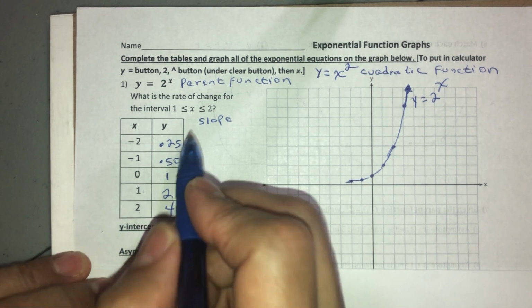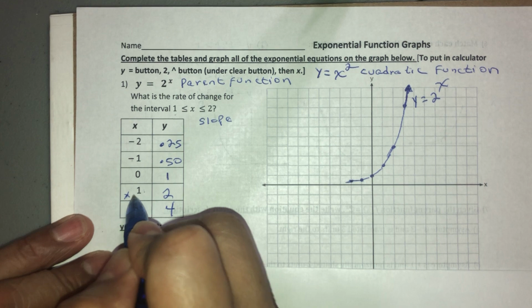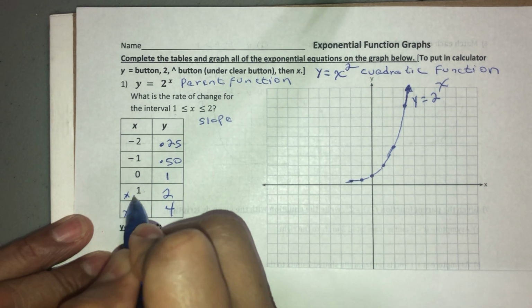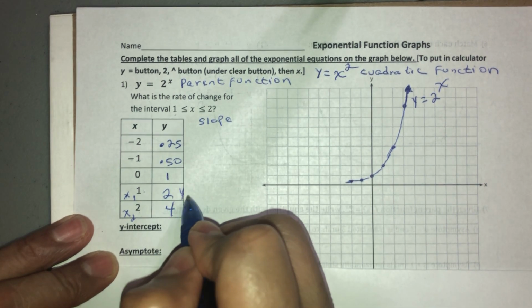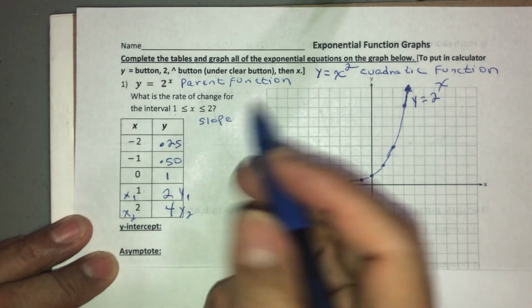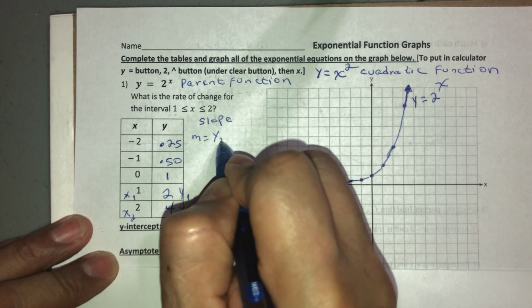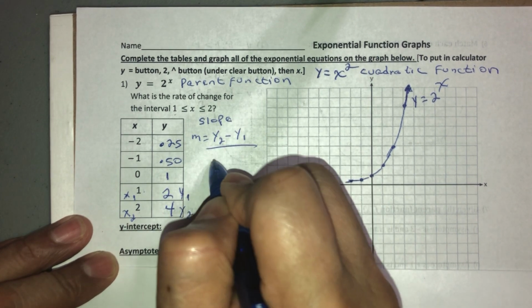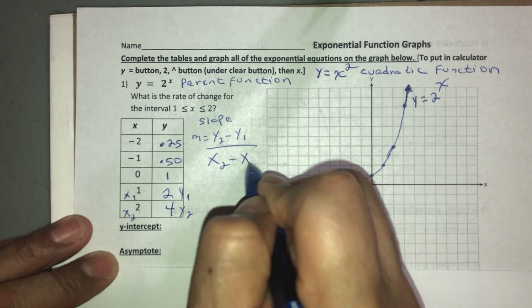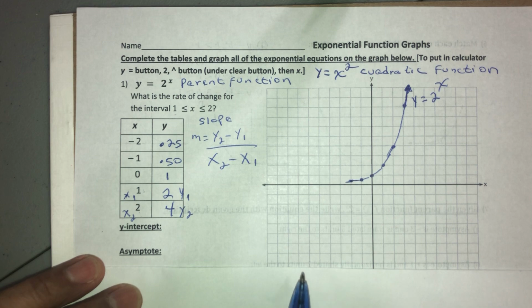There are two ways you can do it. This is going to be my x1, and that's going to be my x2. That's going to be my y1, and that's going to be my y2. To find the slope, you use the formula. Remember the formula? The slope is y2 minus y1 over x2 minus x1. But you don't have to do that, because you can find the slope just from the table.